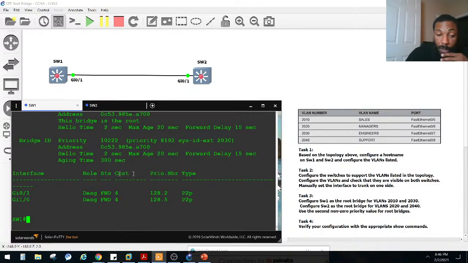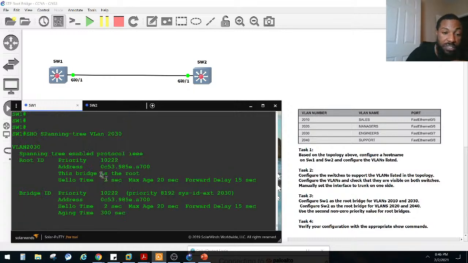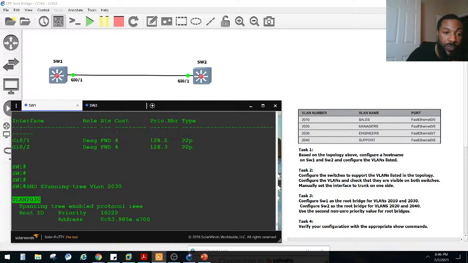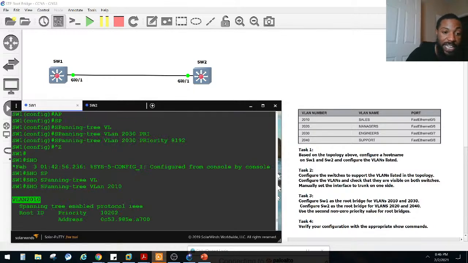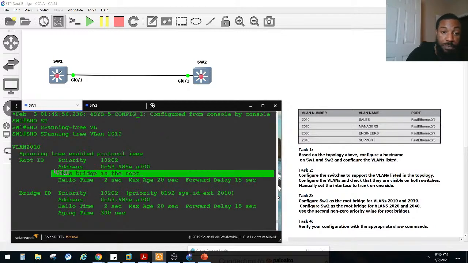So let's remember, we have 4 VLANs on this switch, just to show you guys, right? So this switch is the root bridge for VLAN 2030 and VLAN 2010, right? He is the root bridge. As you can see, this bridge is the root, this bridge is the root. How self-explanatory is that, right?